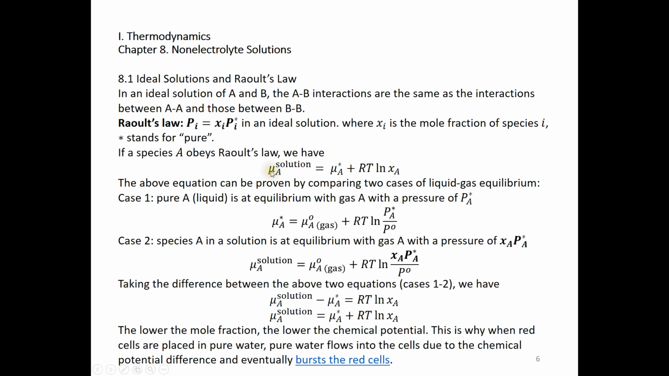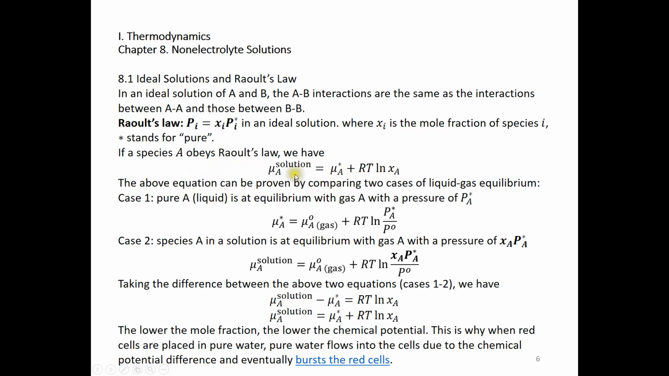That means the chemical potential of A in a solution is equal to the chemical potential of pure A. So the star symbol denotes pure substance, and then plus a correction, RT times the natural logarithm of the mole fraction of A in the solution. We'll do some derivation to prove this.